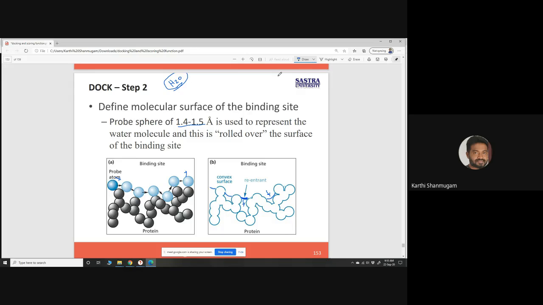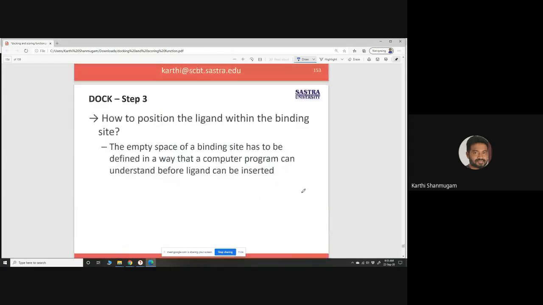So moving to the third step. Now we know what the 3D structure of the drug target is, and we have a good idea about where the binding site is present, right? We know where the binding site is, but we have to dictate that information to the computer. We have to train the computer in some meaningful way that this is my protein, and this is the area in which the protein has the binding site, right?